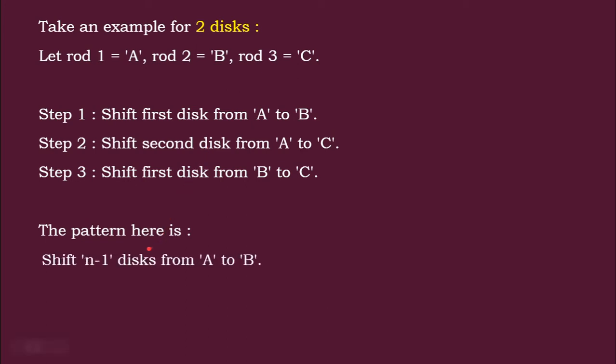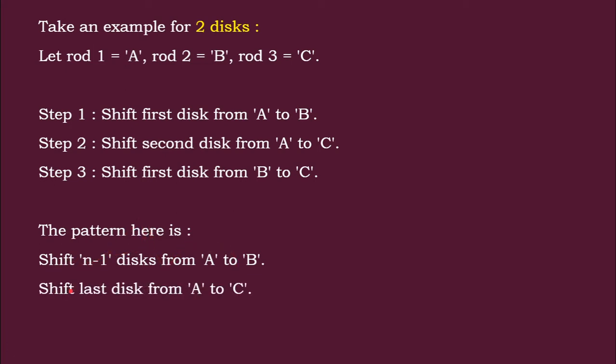Now what is the pattern here? Shift n minus 1 disks from A to B, then shift the last disk from A to C, and then shift the n minus 1 disks from B to C. So when you have 3 poles, we have to shift from the first to the last one, using the intermediate pole for the other disks, and we have to follow the rule that only one disk can move at a time, and you can place only a smaller disk on a bigger disk.